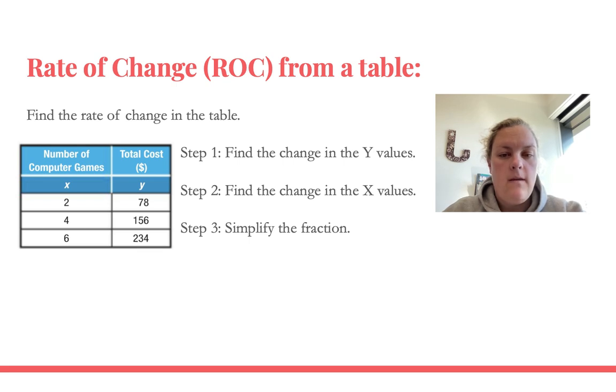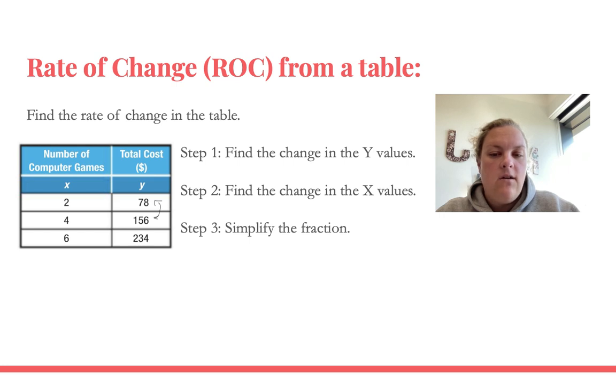But first, before we do that, we're going to talk about the rate of change, and you'll see me abbreviate this as ROC. How do we determine the rate of change from a table? So we always want to start with the y values on top of our fraction. In just a moment, you'll see I am working with the numbers 156 and 78. So how do I get from 78 to 156? Or in this case, from 156 to 78. So how do I go from here to here? Or the other way around.